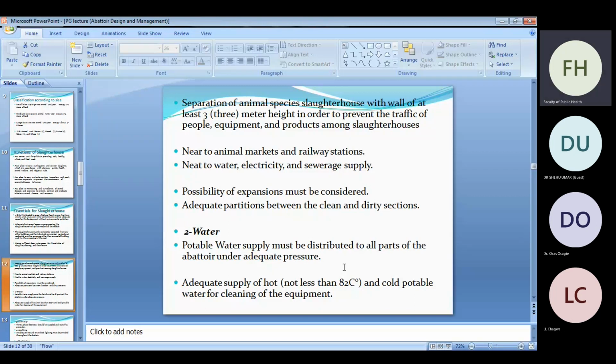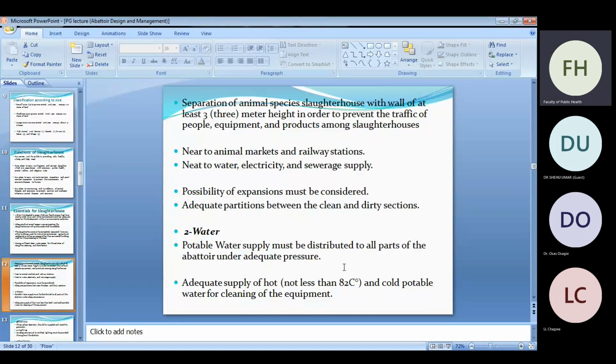There's a need to site an abattoir not too near to water, and where there is availability of electricity, with an electricity supply and enough water. It should also be sited where there is an animal market or railway, for easy transportation of animals for slaughter and easy transportation of meat products after slaughtering.